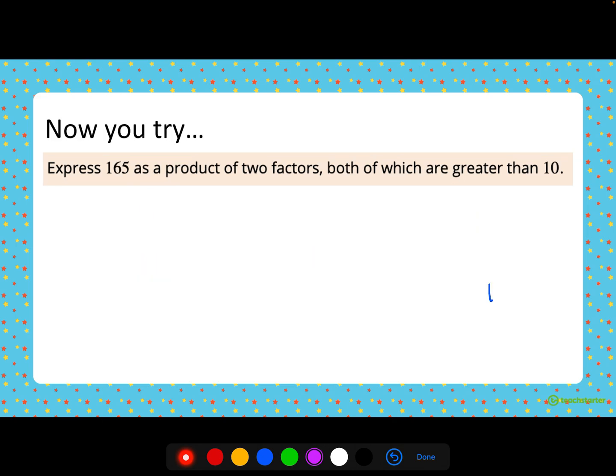You have a go at trying to do that with 165. Hopefully you went along and thought of your numbers greater than 10, and when you got to the number 11, you figured out that 11 times 15 equals 165. That's our answer.